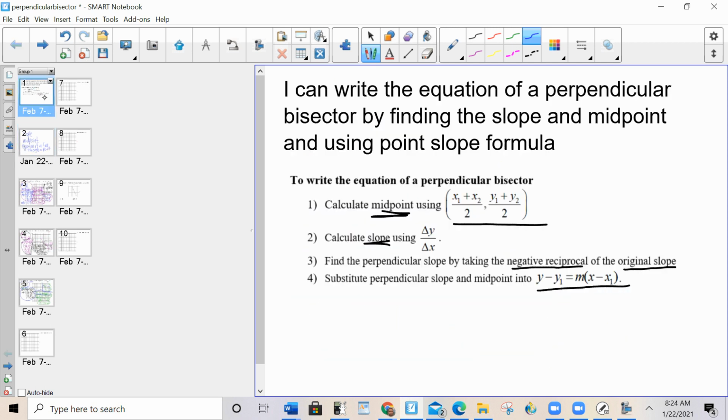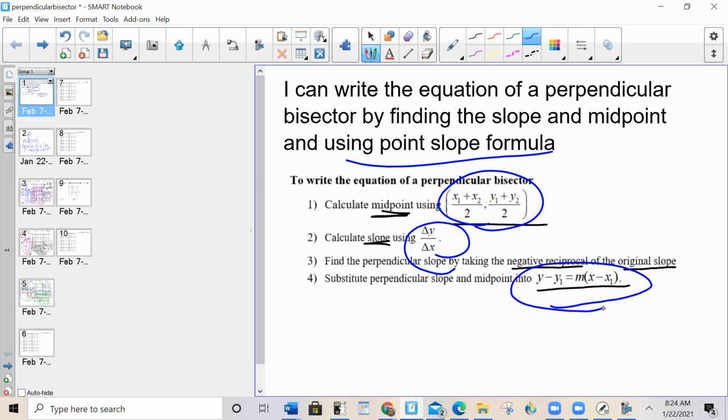So again, to sum up, I can write the equation of a perpendicular bisector by finding the slope and midpoint using those formulas, and then using point slope formula, which is that. Remember that perpendicular lines have negative reciprocal slopes, so make sure you flip and negate the original slope to get the perpendicular slope. Your classwork/homework is the finished perpendicular bisector.